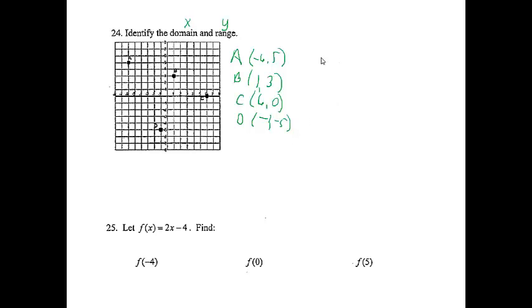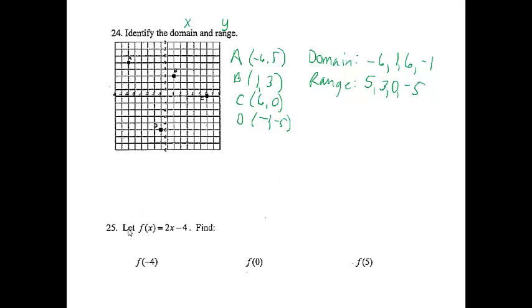Okay, so when we're listing the domain, it is going to be all of the x's. And since they're not connected, we're not going to put a dash like through. We're just going to actually list them. So -6, 1, 6, and -1. Right? The range is all of my y values. And again, since they're not connected, we can actually just list all the y values that are used. So we used 5, 3, 0, and -5, and that is it on that problem.